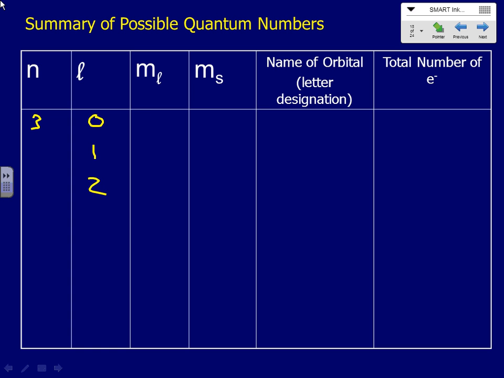So again, I'm going to have 0. I'm going to have plus and minus a half. Letter designation. Yep. It's a 3s orbital. 2 electrons in that thing.